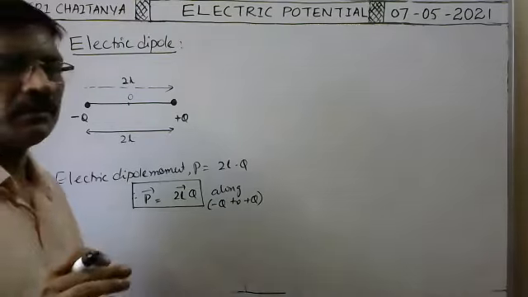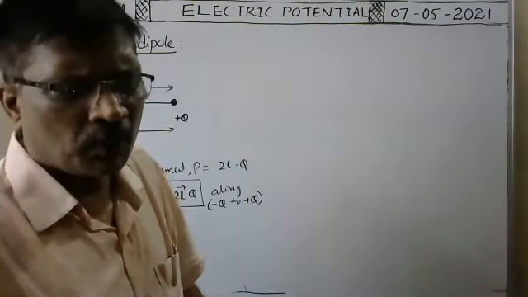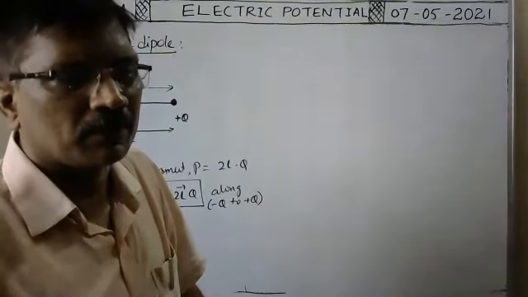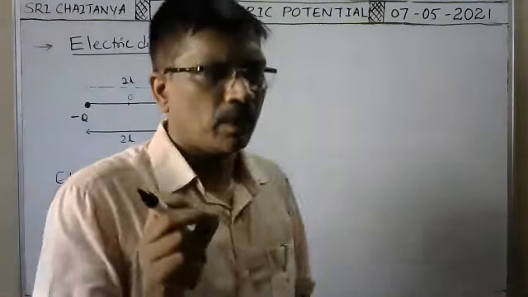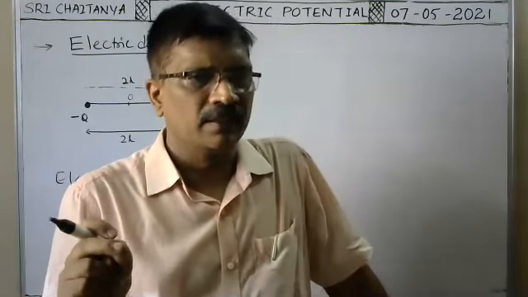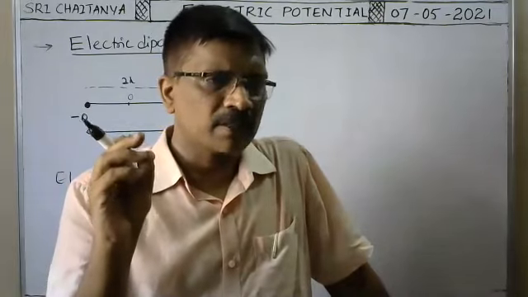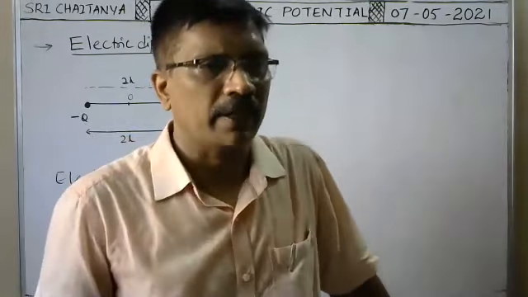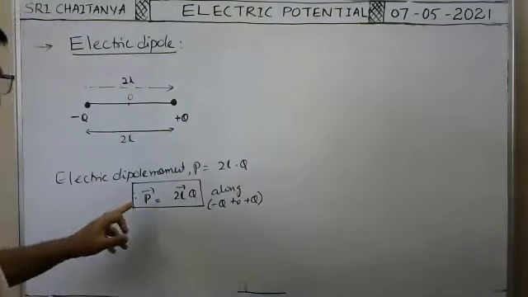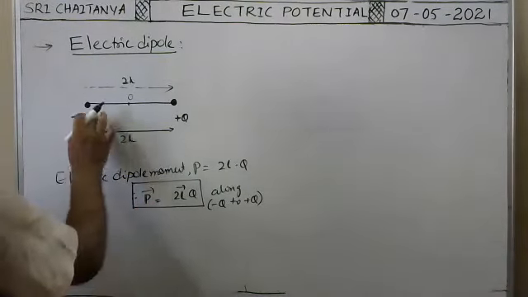It is the electric dipole moment. In every atom, electric dipoles are there. Electron and proton together constitute one electric dipole, because proton is having positive charge plus e and electron is having negative charge minus e. That's why every electron and proton together behaves like one electric dipole. Now, electric dipole moment is a vector quantity. Its direction is from minus q to plus q.